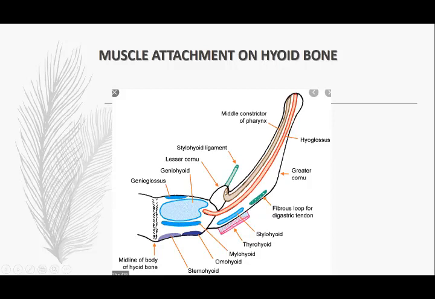Lesser horn पे जाके देख लें, ये जो middle constrictor of the pharynx है, ये extend करता है onto the lesser horn. Plus, what is attached to the lesser horn is this ligament, stylohyoid ligament. The other end of this ligament is attached to the styloid process. So it is this stylohyoid ligament and the middle constrictor of the pharynx that extends onto the lesser horn.